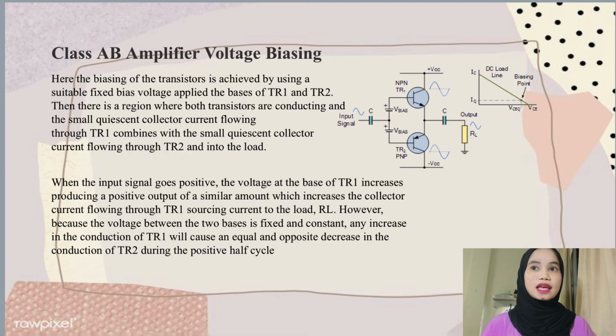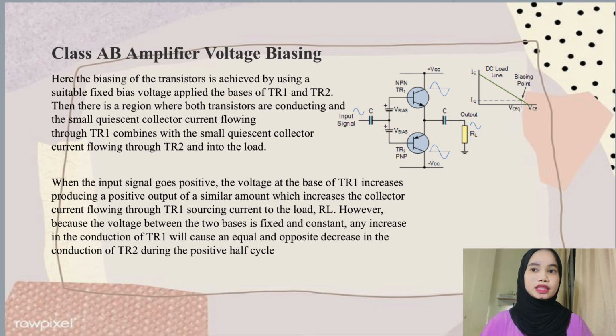Okay, for class AB amplifier voltage biasing, here the biasing of the transistor is achieved by using a suitable fixed bias voltage applied to the bases of TR1 and TR2. Then there is a region where both transistors are conducting and the small quiescent collector current flowing through TR1 combines with the small quiescent collector current flowing through TR2 and into the load.